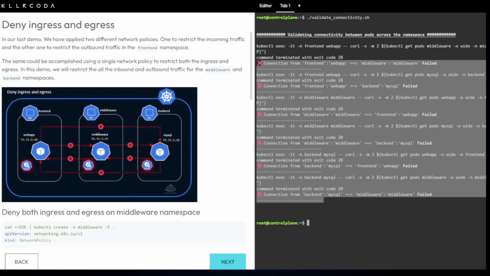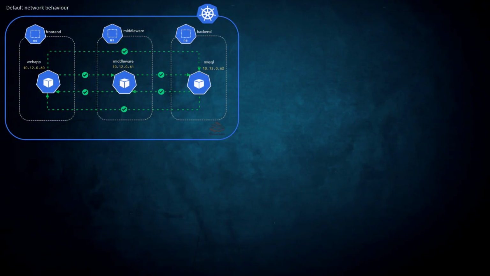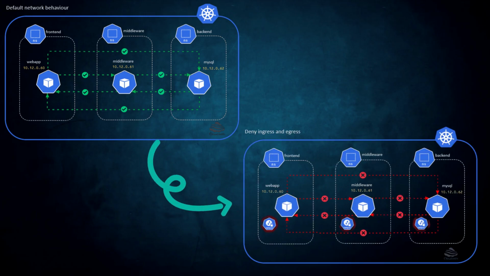A quick recap. We started with an open cluster where any pod could talk to any other pod. By enforcing the default deny policies, we have locked down all traffic, creating the ideal baseline for zero trust architecture.